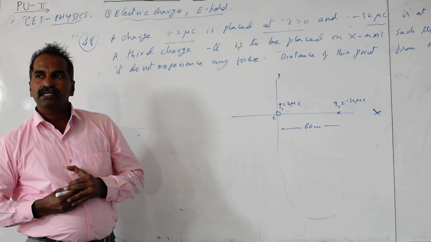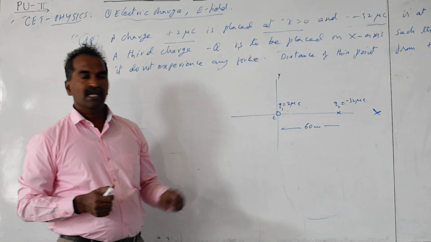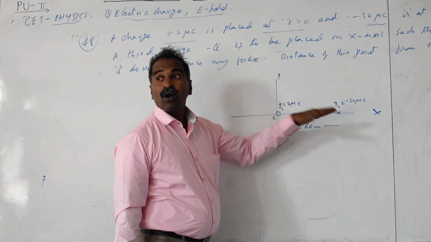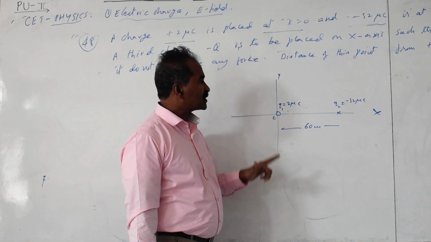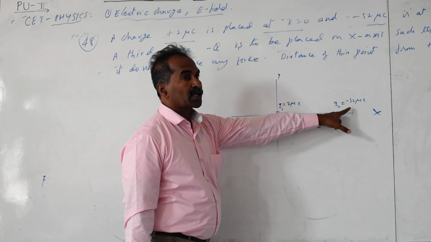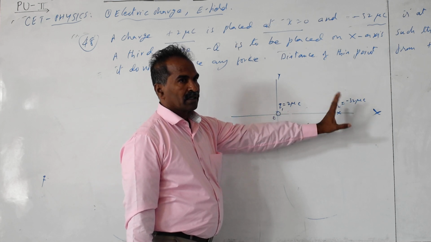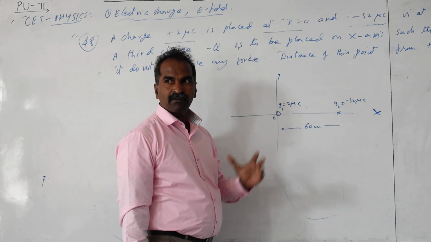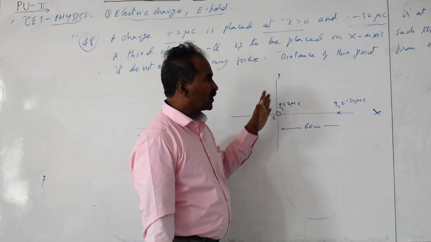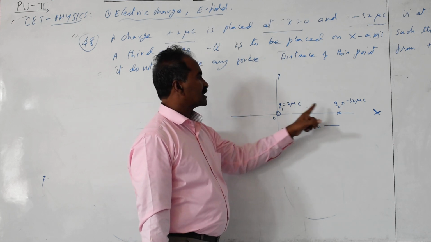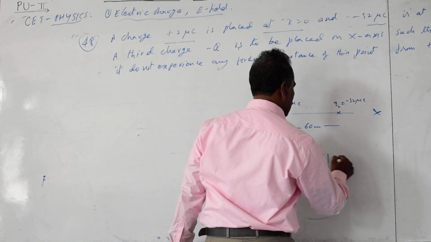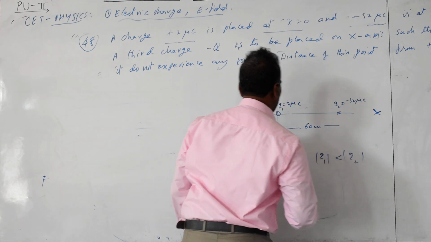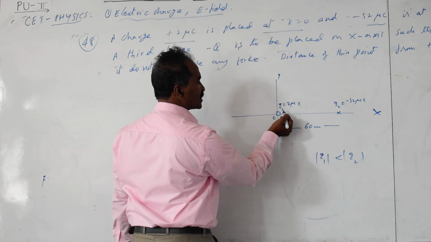For like charges, the null point lies in between the charges. For unlike charges, the null point lies outside, near the smaller charge in magnitude. Which one is smaller here? 2 is smaller than 32. You have to check the magnitude, don't look at the minus sign. So Q1 is less than Q2 in magnitude, and we have to find the distance from this smaller charge where the null point is.